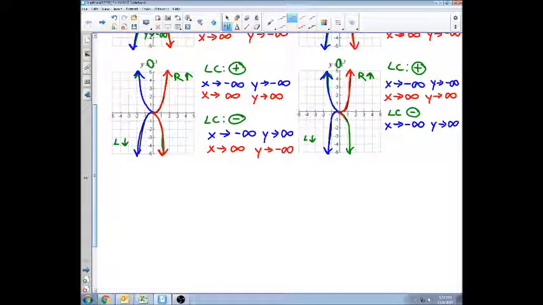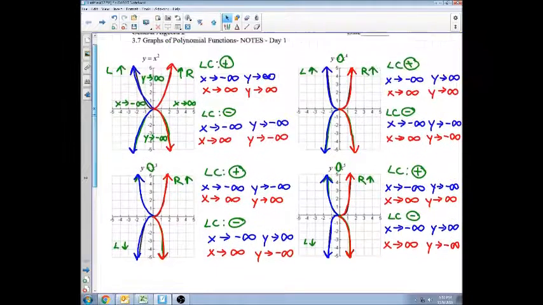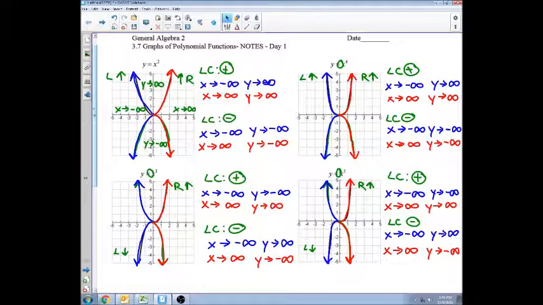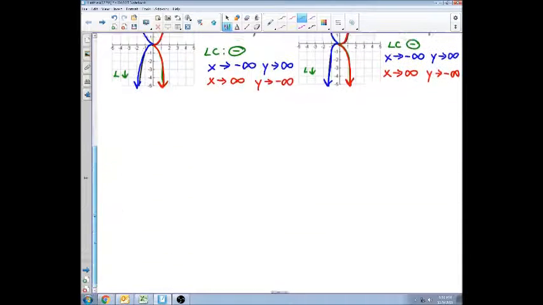Now I need to look at this red portion. So x is moving to the right. So x approaches positive infinity. Y approaches negative infinity. Okay? Based off of those four graphs, what you'll notice is when my degree is even, so this problem and this problem, there is a pattern there, right? Well, what is the pattern?